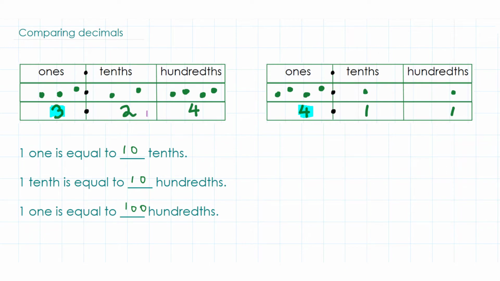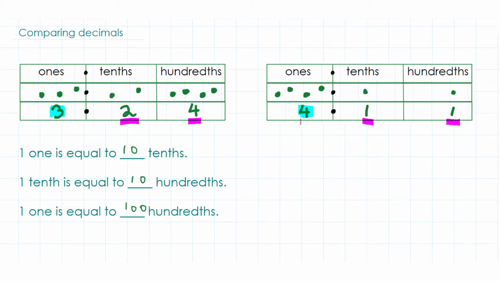Now why did I say that? I'm sure you noticed that here I've got 2/10, and here I've only got 1/10. And here I've got 4/100, which is more than the 1/100th I have here. But still I'm saying that 3.24 is smaller than 4.11.